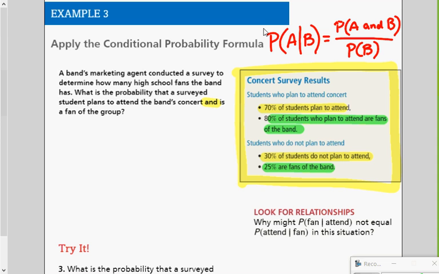The difference between A and B versus A given B is, A and B is out of all the probabilities, or all the students surveyed here, how many are fans of the band and going to the concert? That's out of everyone. Whereas the one on the left here that says A given B, that would be, for example, if you just limit it to the kids who are going to the concert, how many are fans? That's a different group, okay?